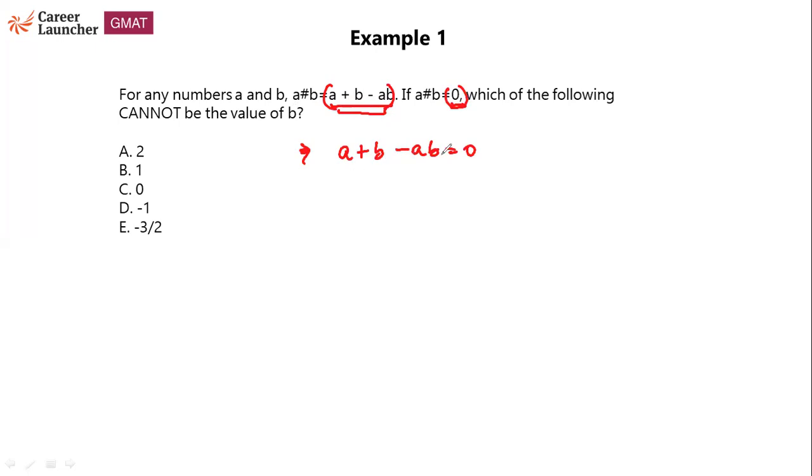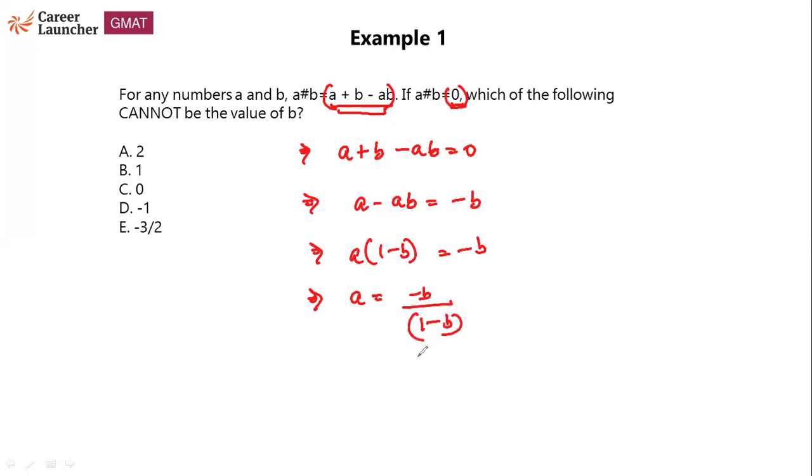Given was a plus b minus ab is equal to 0. Simplifying further, taking b on the right hand side, so a minus ab is equal to minus b. Again, simplifying, a taken common, what is remaining? a times 1 minus b is equal to minus b. Can we write a is equal to minus b over 1 minus b? Now, this is the simplest form of the given question, that the value of a in terms of b is minus b over 1 minus b.